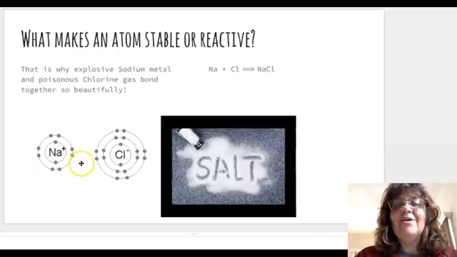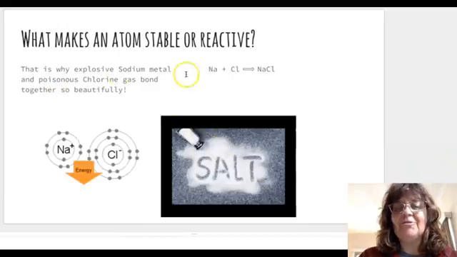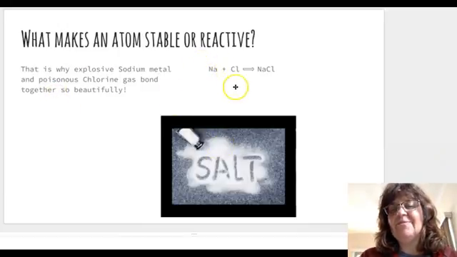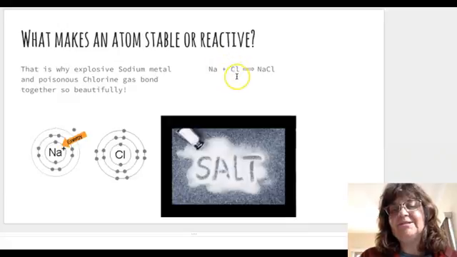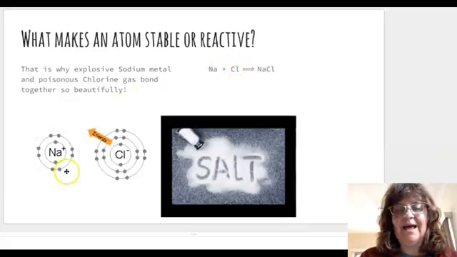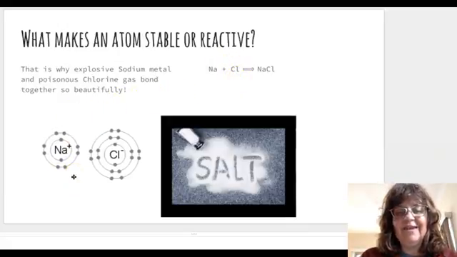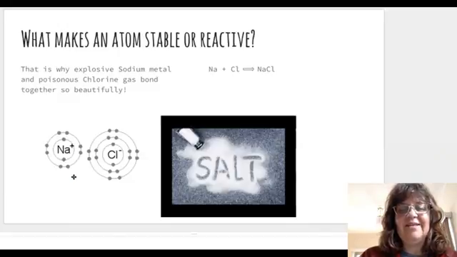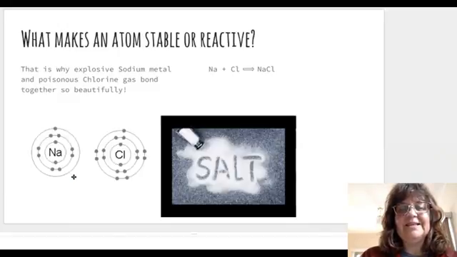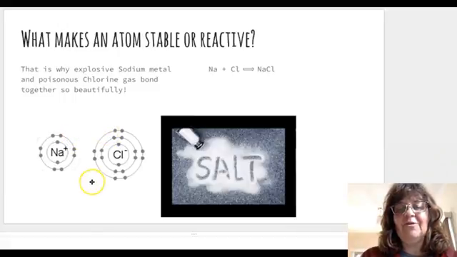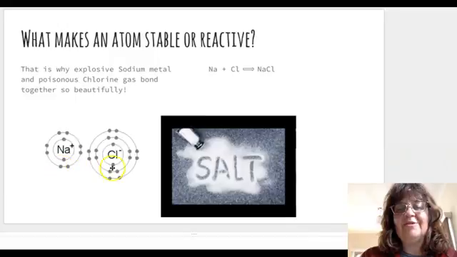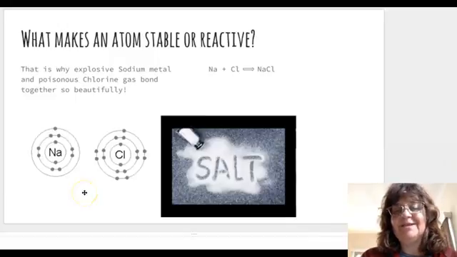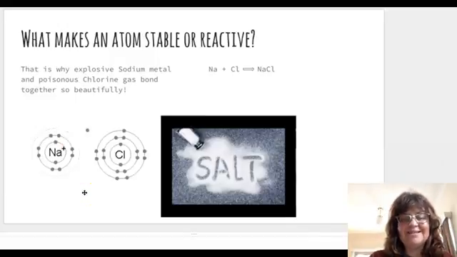sodium. So this is what happens when we make salt. This is why we can get a poisonous sodium and a very poisonous gas, chlorine, to make something really harmless. If you look at this little GIF here, they're joining together, we can see that that one electron jumps over to the chlorine and those two get attracted together and make sodium chloride, a really stable compound.